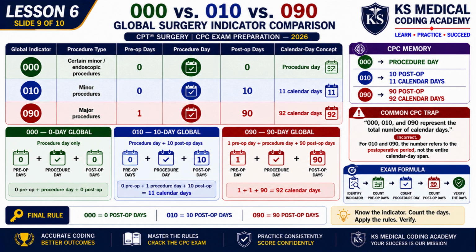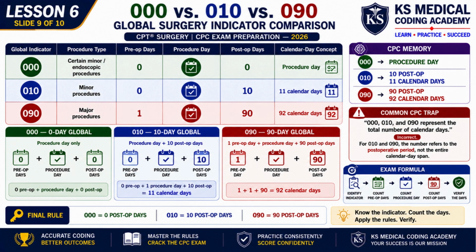Finally, 090 represents a 90-day postoperative period. It includes 1 preoperative day, the procedure day, and 90 postoperative days, giving us 92 calendar days. Here's the common CPC trap. 000, 010, and 090 represent the total number of calendar days. That's incorrect. For 010 and 090, the number refers to the postoperative period, not the entire calendar day span.